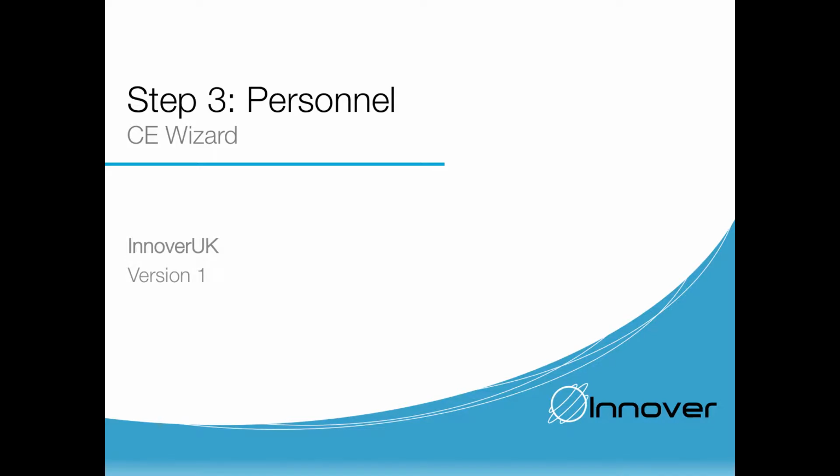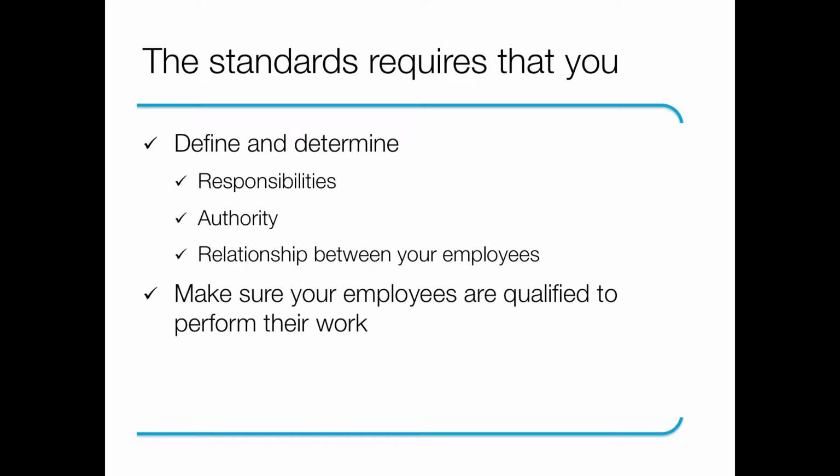Welcome to the third step of Innover UK CE Wizard. After this step you will meet all the requirements of clause 6.3.2, Personnel, of the EN 1091. In short, the standard requires that all the responsibilities, authority and relationships between your employees have been defined. In addition, you must make sure that your employees have the appropriate qualifications to perform their work.